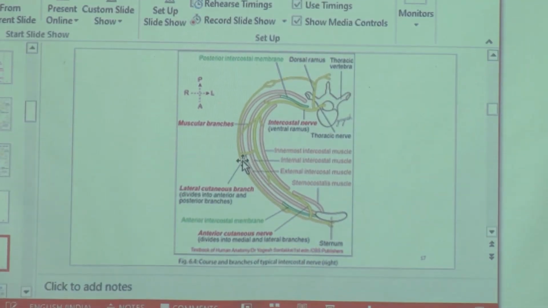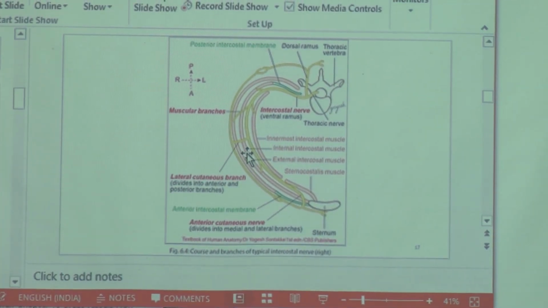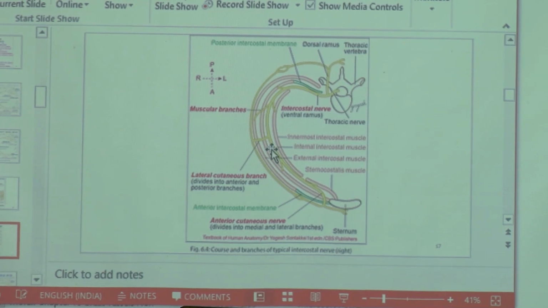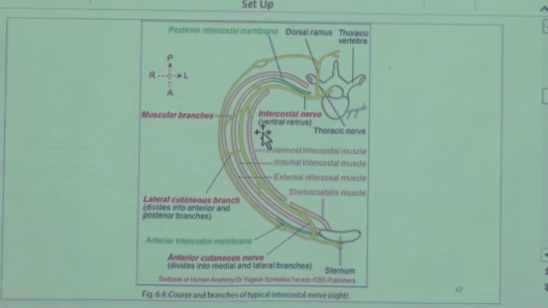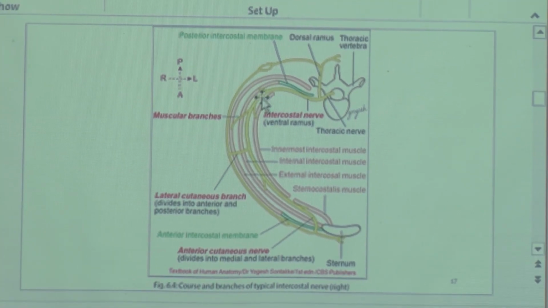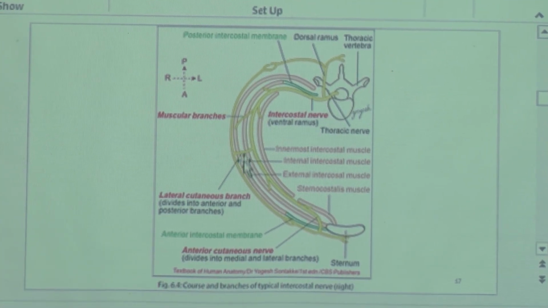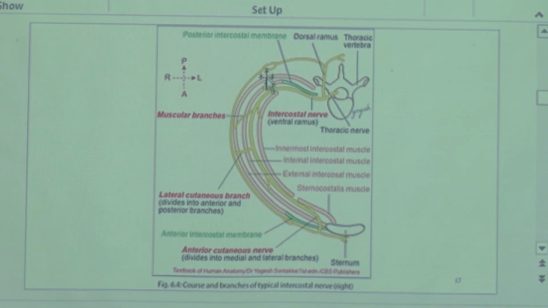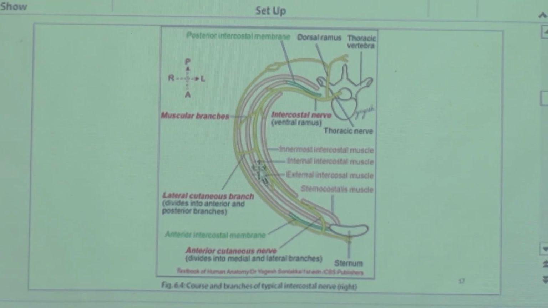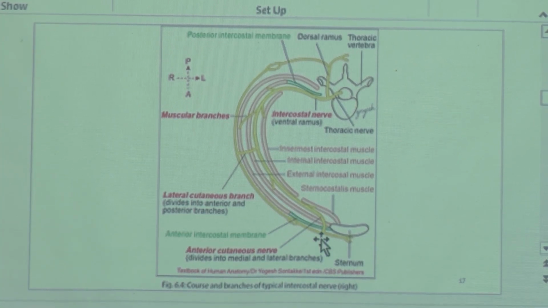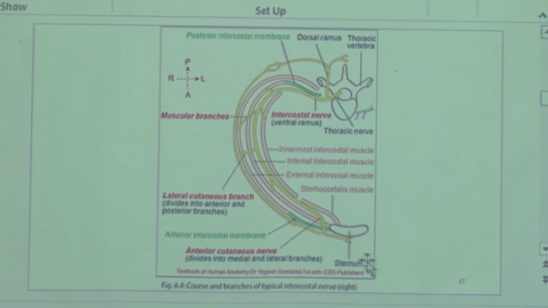Most outside is the external intercostal, then the internal intercostal, then the intercostalis intimi. So the nerve is moving in between the intercostalis intimi and the internal intercostal muscle, and ultimately it comes out. It pierces the anterior intercostal membrane and comes out, and it has lateral and medial divisions.